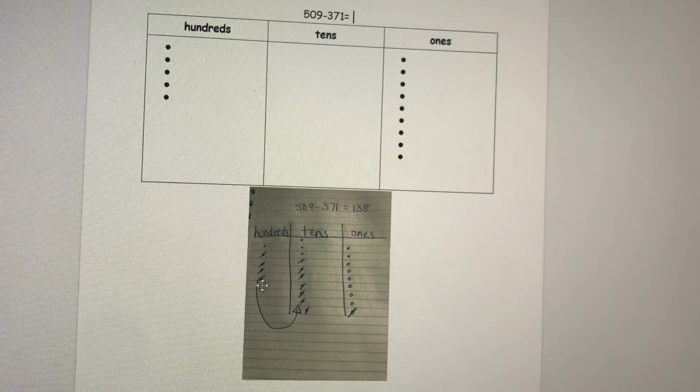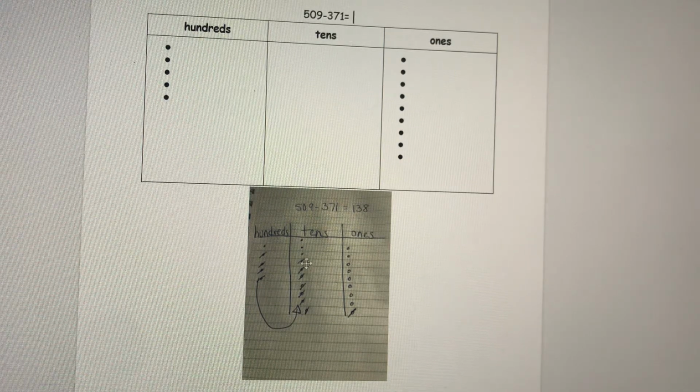I drew the 500 and no tens and 9 ones, just like I did on the place value chart on the top. And then I took away 1 from the 371, 1, 1. And then if you noticed, I don't have any tens in my top picture, so I had to unbundle. I had to take 100 from the hundreds place, cross it out, and I drew an arrow, and I then drew 10 ones in the tens place.